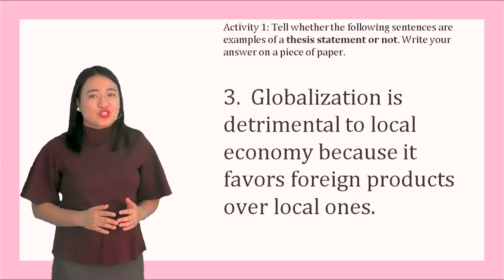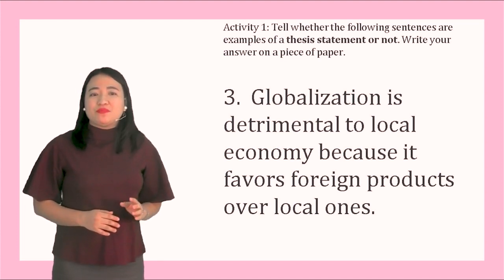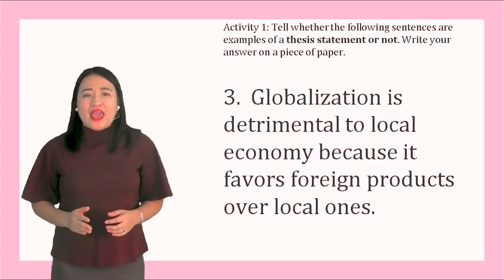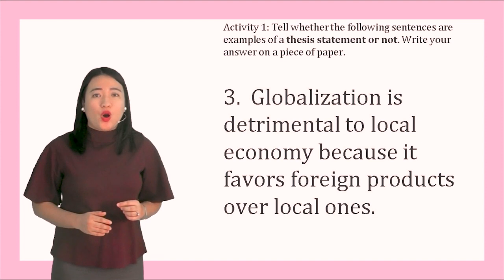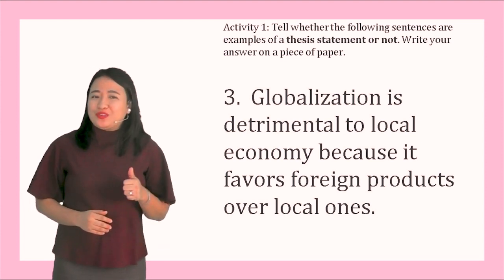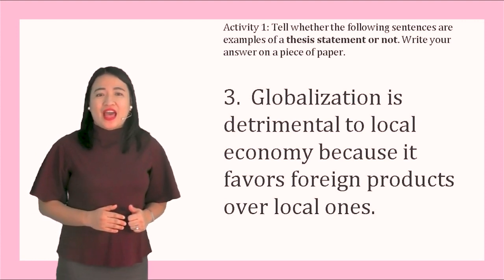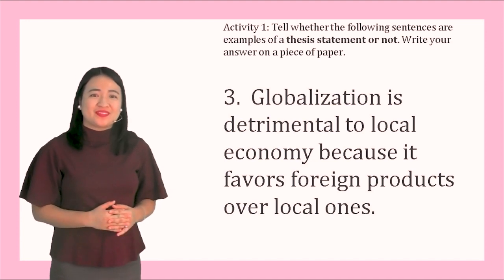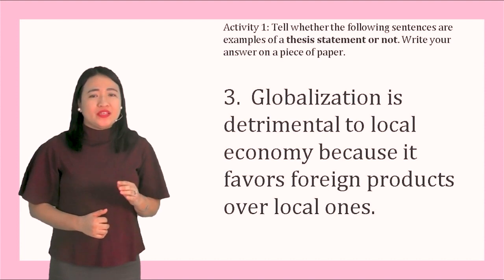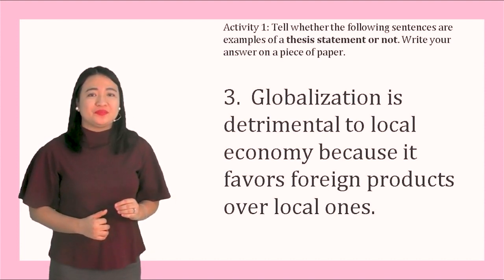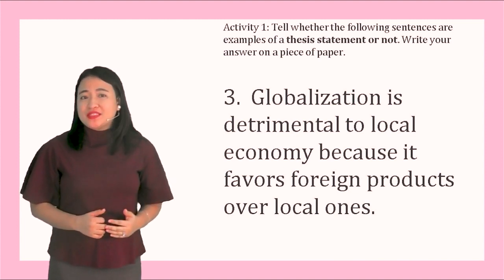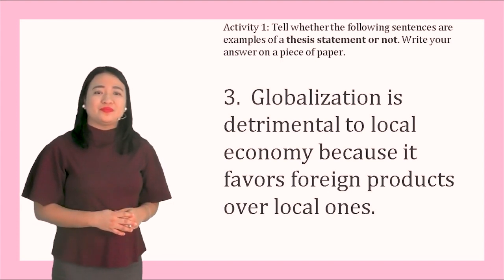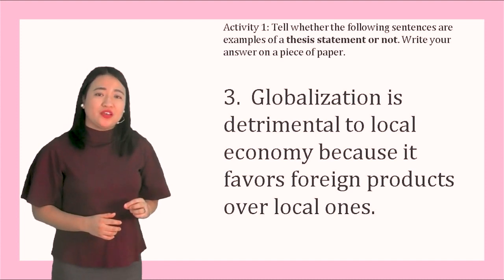Let us now analyze sentence number 3. Globalization is detrimental to local economy because it favors foreign products over local ones. Can we say that this sentence is an example of a thesis statement? Correct. It is an example of a thesis statement. Let us look at the structure of this sentence. What is the topic of the sentence? Globalization. What is the opinion of the author about the topic? It is detrimental to local economy. And what reason did the author provide? That it favors foreign products over local ones.